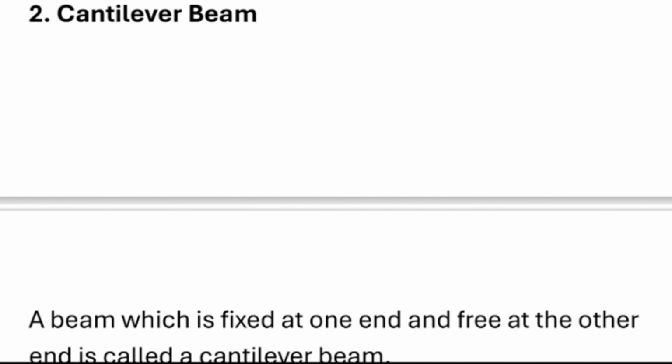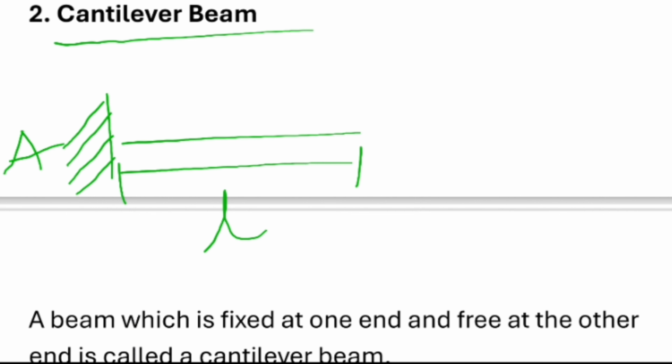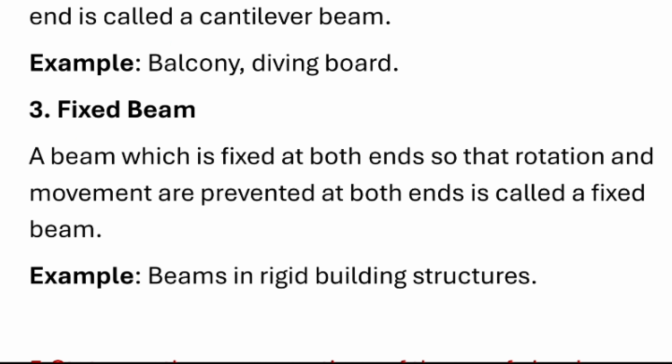Next beam is the cantilever beam. A cantilever beam is a beam where one end is fixed and another end is free. Here we represent the length as L, with the beam ends A and B. One end is fixed and the other end is free. That beam we call a cantilever. For that you can give an example: a balcony.